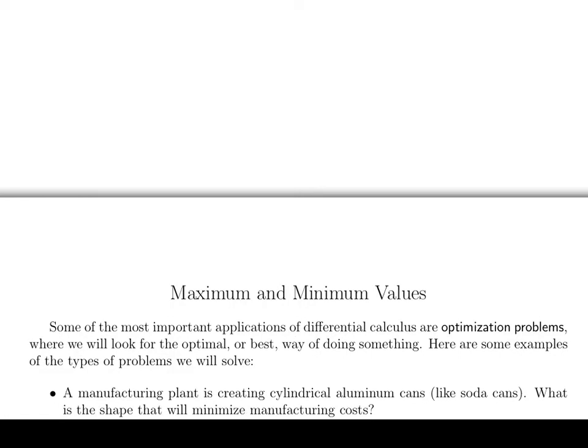You have a manufacturing plant that is creating cylindrical aluminum cans, like soda cans. And the question we want to ask is, what is the shape that will minimize manufacturing costs? You have a certain amount of volume that you can fit into a can. What's the best way of designing a can? Do you want to make them short and flat like tuna cans, or long and thin like Red Bull cans, or something in the middle like soda cans? And depending on your constraints, you might have different answers.